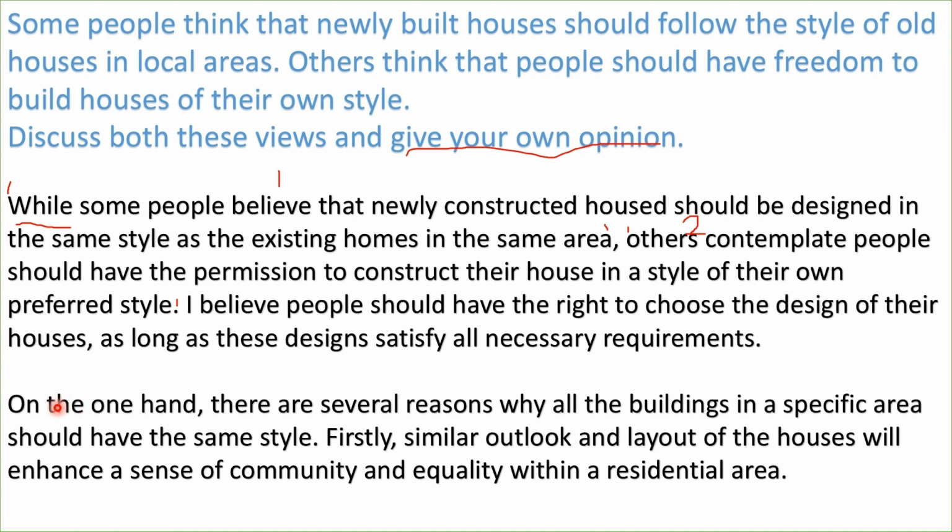So let's move to paragraph 1. We will discuss view 1 here. So this is view 1 here. Let me write it down here. So this is view 1 here.